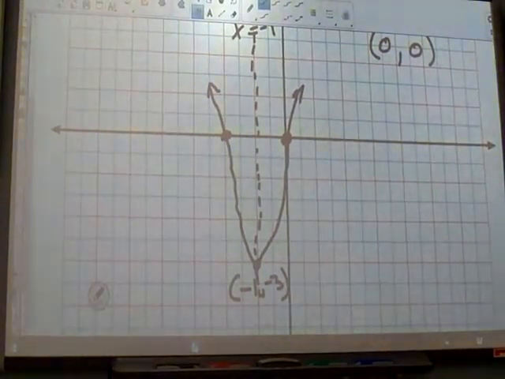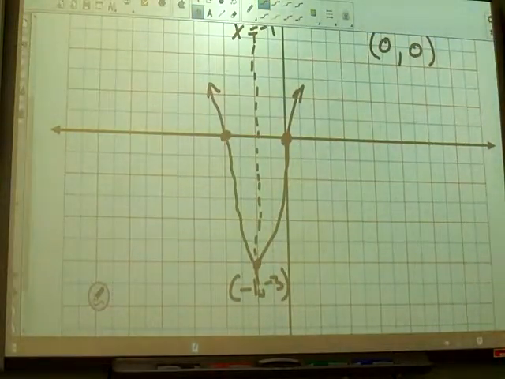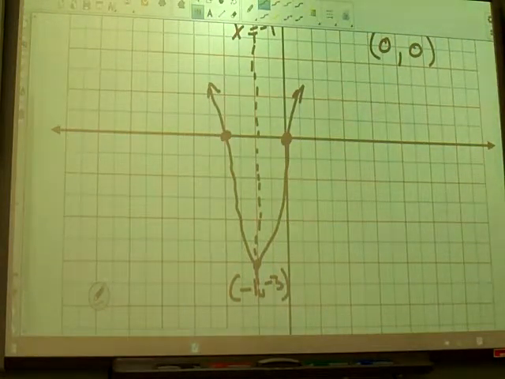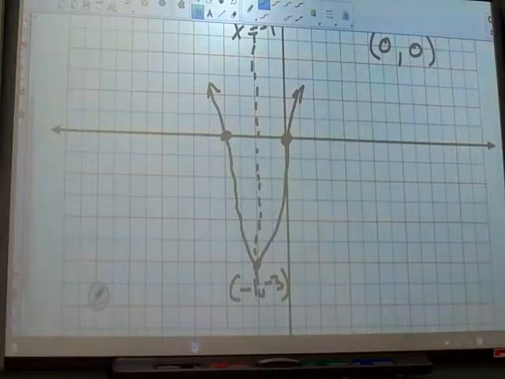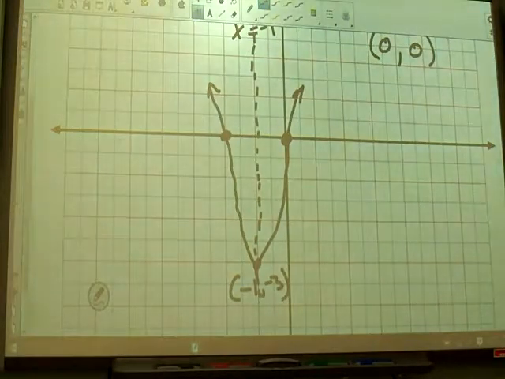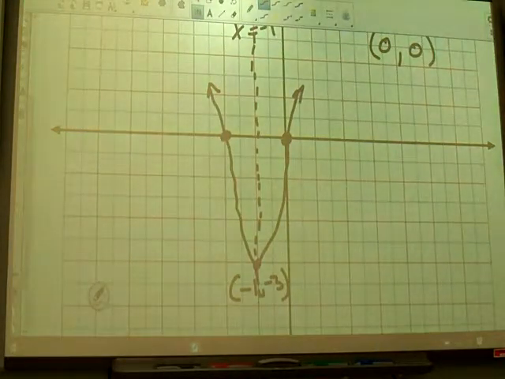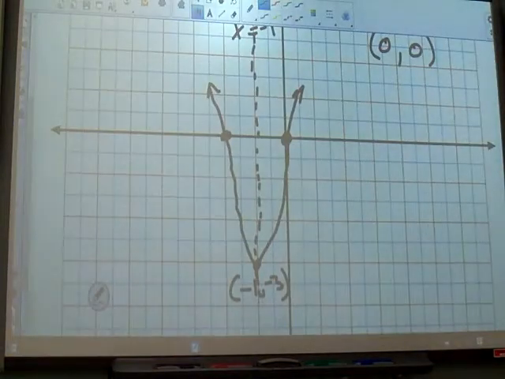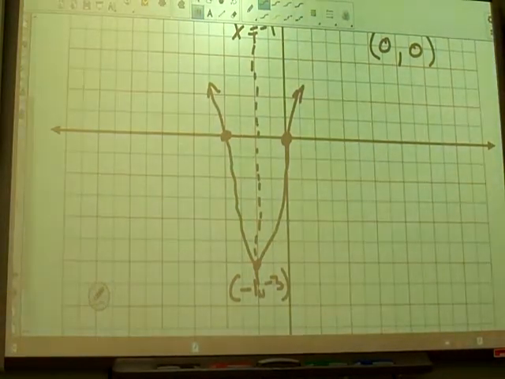Flip-flops, yeah. Wait, so 0 is... I picked 0 as just another random point, and when I plugged it in, it got me a 0. We're not done. That's only 3 answers. We've got the graph, the axis of symmetry, and the vertex. Now it asks for increasing and decreasing.